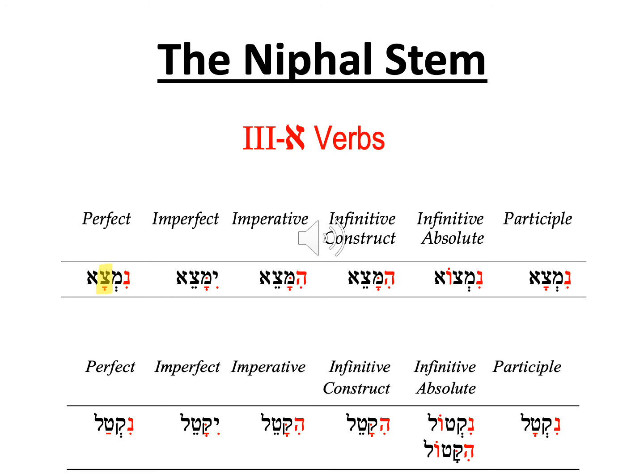That's because the aleph prefers the qamets rather than the patach. And this is only an issue because it makes the perfect 3ms look like the participle masculine singular at the other end of the chart. Again, context will tell you which is in mind. But really, third aleph verbs do not cause any sort of problem within the Niphal stem.